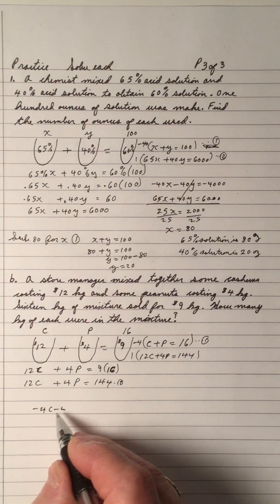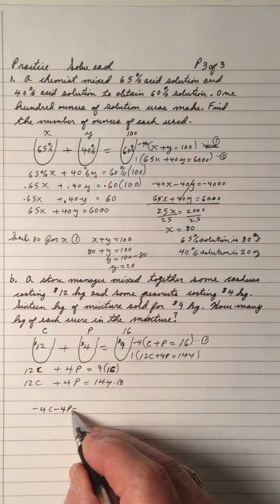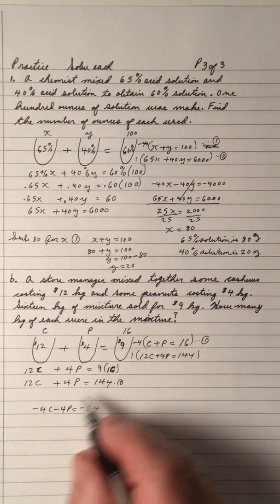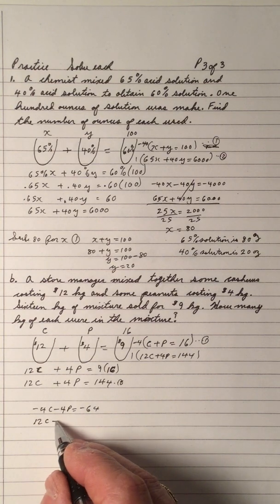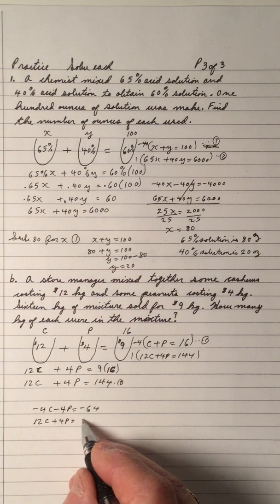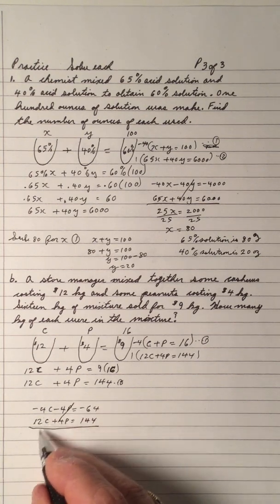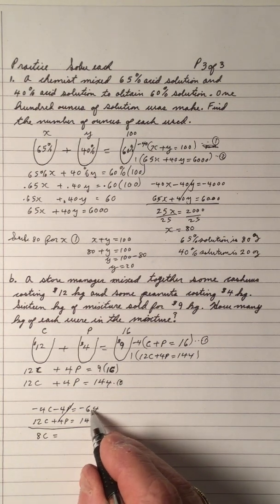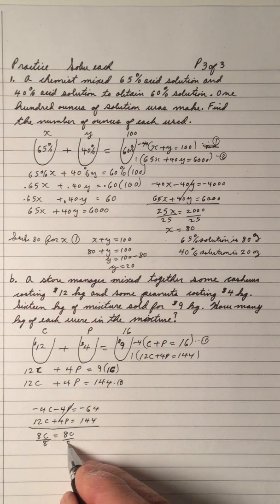-4C minus 4P equals negative 16 times 4 is 64 negative. And I write down 1 times this equation, stays the same. And draw a line. I'm eliminating the P's, so add, I get 8C is, and when I subtract 144, subtract 64, I get an 80. And when I divide by 8, I get C is equal to 10.